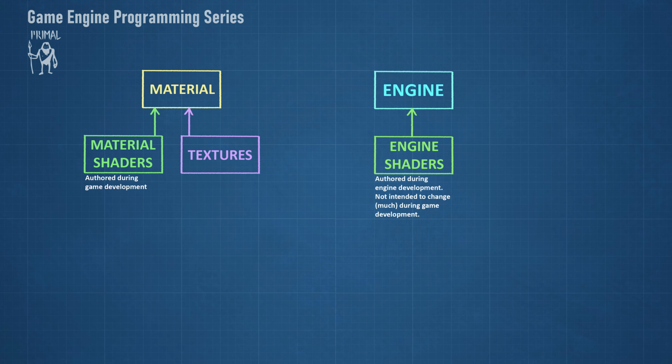The second group of shaders is used internally by the low-level renderer. These are the engine shaders. For example, there are shaders for light culling calculations and post-processing effects. Today's video is about handling this group of shaders in the engine.